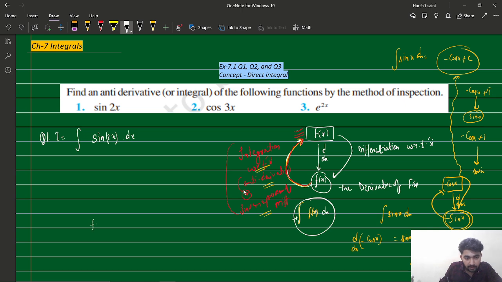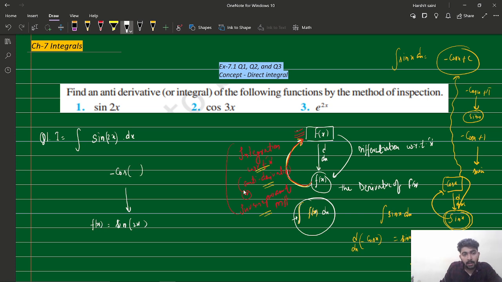This is your f of x. What is your f of x? Sine 2x. It means by differentiating some function we are getting sine. When we differentiate cos, we get minus sine. So what will I put? I will put minus cos.